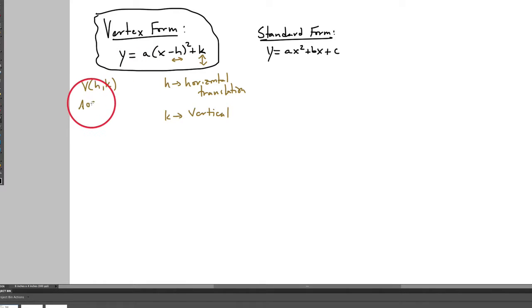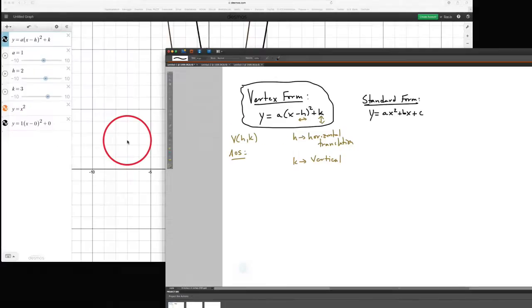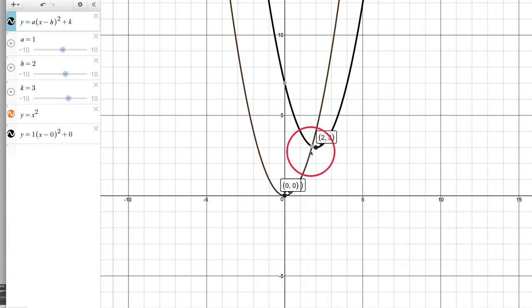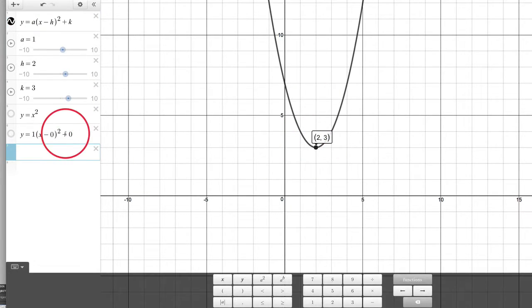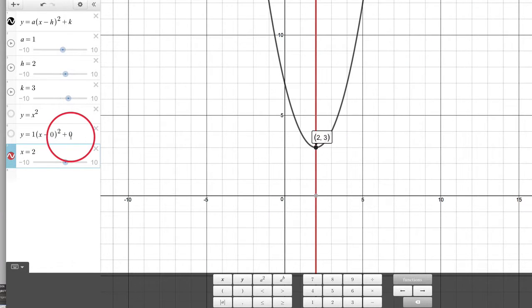Otherwise, what else would I want to know about vertex form? Well, I want to know that the axis of symmetry, this imaginary vertical line that runs through our parabola, exists, and I would want to be able to find its equation. For instance, with the function where our h value is 2 and our k value is 3, a vertical line running through it would have to pass through the same x value as the vertex of our parabola. And so the line x equals 2 gives us the equation of our axis of symmetry.